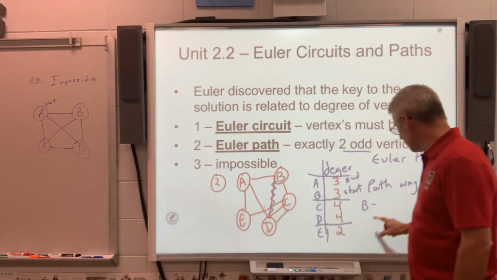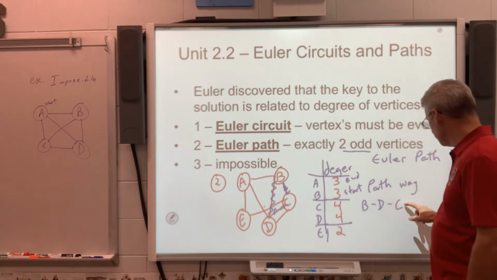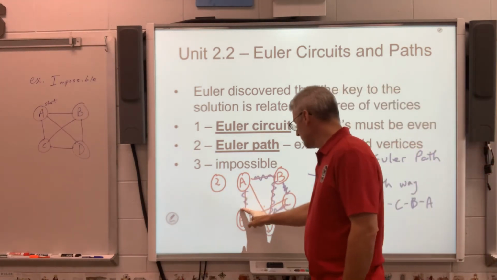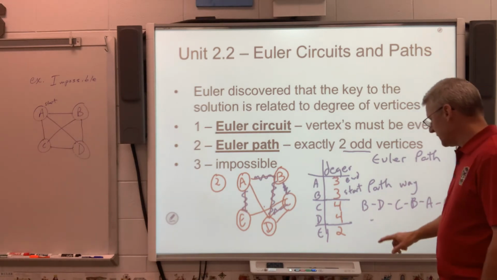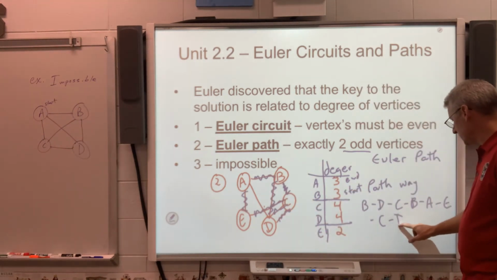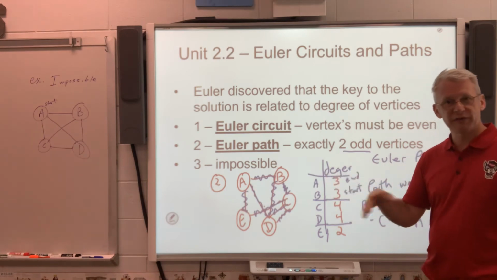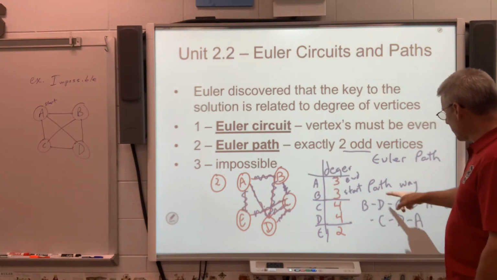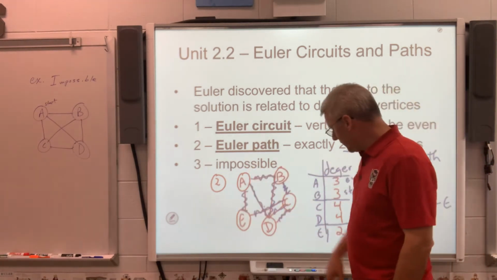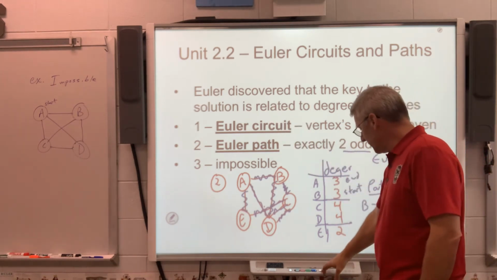So I'm going to go B to D, D to C, C to B, B to A, A to E, E to C, C to D, and D to A. The only hard part about this is that you just got to go slow and pay attention. I always mark off the edges as I do it, and that way I can get my pathway. If you notice, I started and stopped at different locations. So now the third one is if you have anything else, if you have more than 2 odds, then it is impossible.